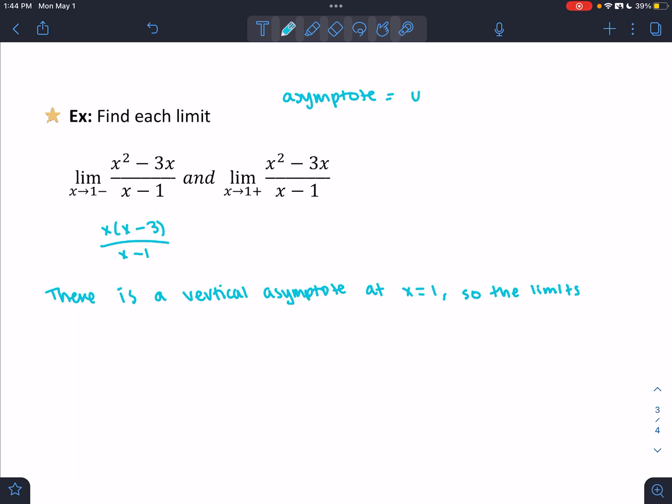So your limit has to be unbounded. Verifying that we have an asymptote at a certain location helps us determine what kind of limit to be looking for. I see. Okay. We just have to figure out if they're the same or different, if it's positive infinity or negative infinity, is what they're looking for here.